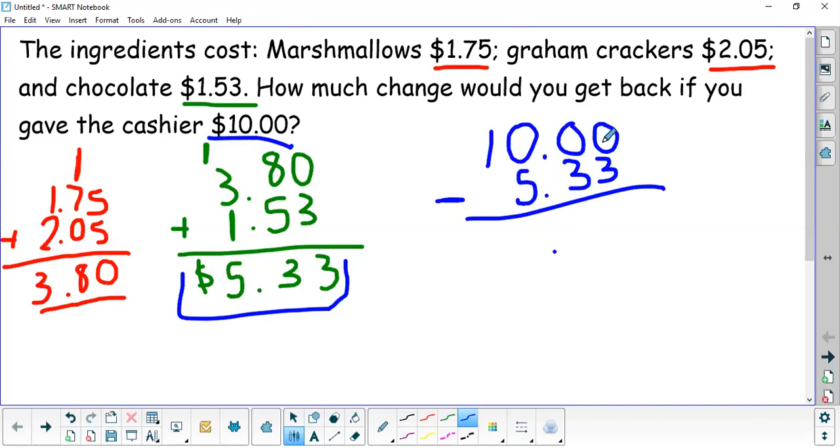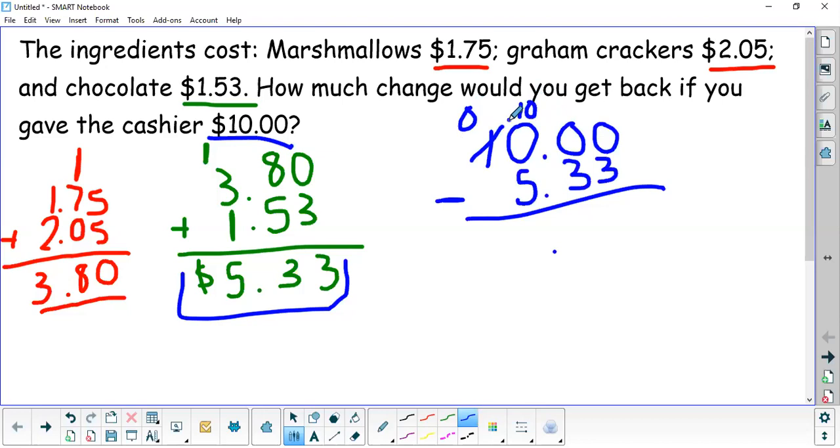And I can't take 3 from 0. I have nothing there. So I need to come over to my hundredths place, to my tenths place, to see if they've got anything I can regroup. They don't. So I can't borrow. I come over to my ones to see if I can regroup. The only place I have anything I can regroup is over here. So that becomes a 0 in the tens place, and I move those tens over to my ones place.